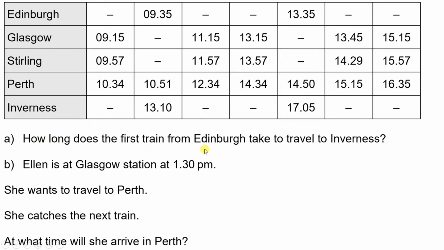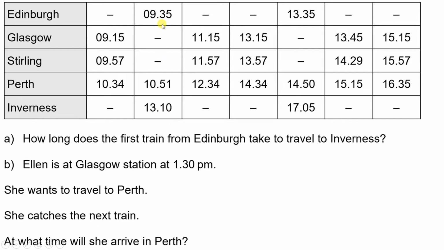How long does the first train from Edinburgh take to travel to Inverness? So we find Edinburgh. We say that this train here doesn't stop at Edinburgh, or doesn't start at Edinburgh. So if we go along, the first train leaves Edinburgh at 9:35. Inverness is the last stop, and it gets to Inverness at 13:10.